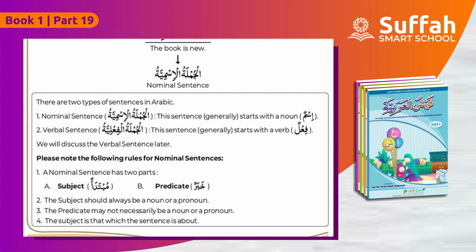Whatever you speak about in a sentence is called the subject. If you are speaking about Khalid, then Khalid is the subject. If you are speaking about Rashid, then Rashid is the subject. If you are speaking about Muhammadun, then Muhammadun is the subject. If you are speaking about Madrasatun, then Madrasa is the subject. If you are speaking about Allahu, then Allahu is the subject. So whatever you speak about is the subject of that sentence.